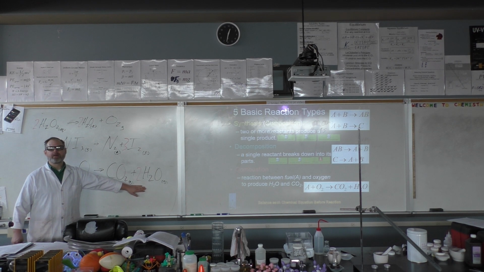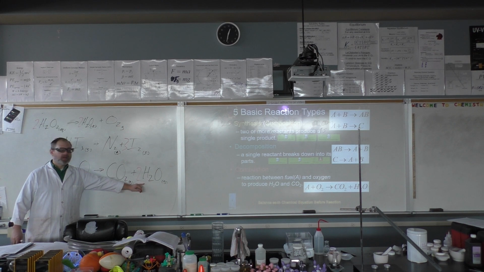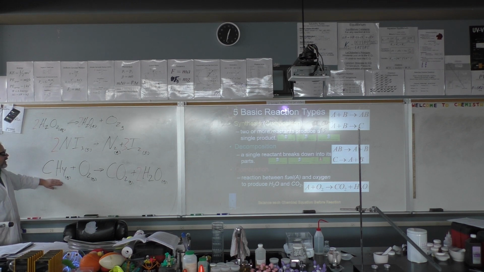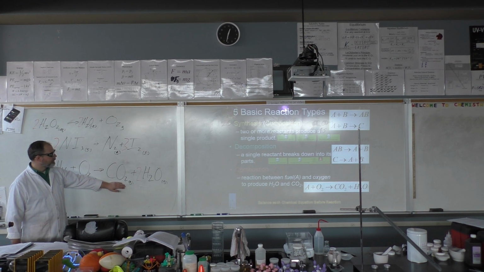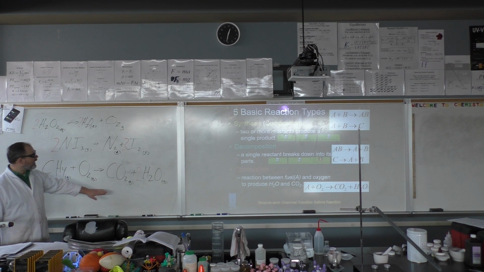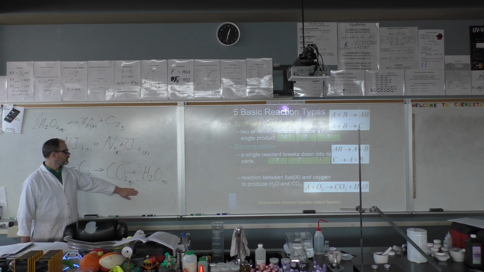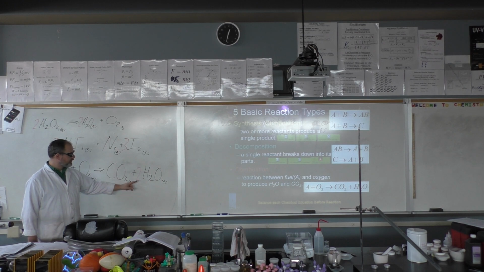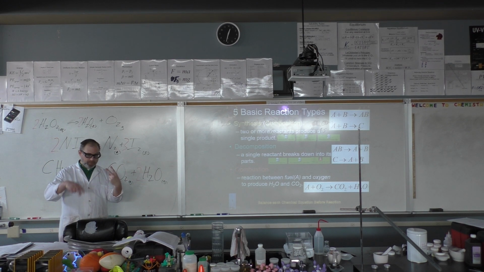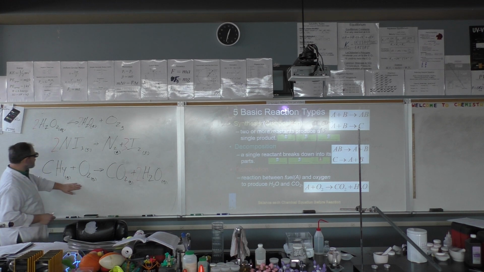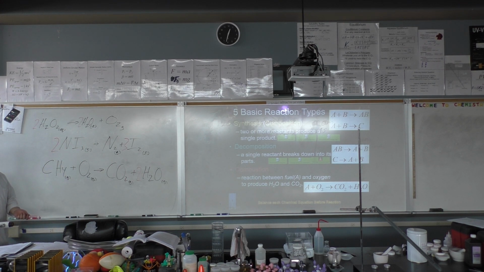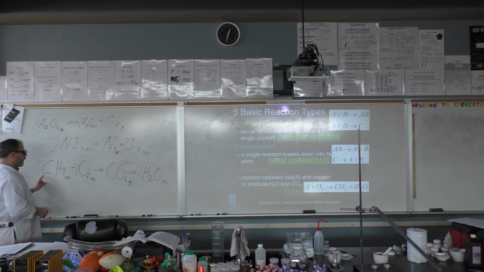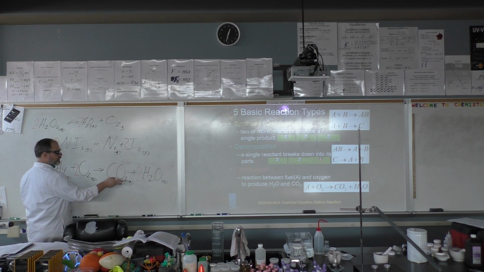So how many hydrogens do we have over here? 4. 2 times 2 is 4. Okay, how many hydrogens over here? 4. How many carbons here? 1. How many carbons here? 1. Looking good so far. How many oxygens over here? 2 plus 2 is 4. How many oxygens on this side? 2. So if we balance it, make it 4? Yeah. How are we going to do that? Put a 2 right there. Is it balanced now? Yeah. 1 carbon, 1 carbon, 4 hydrogens, 4 hydrogens, 4 oxygens, 4 oxygens, and it's balanced.